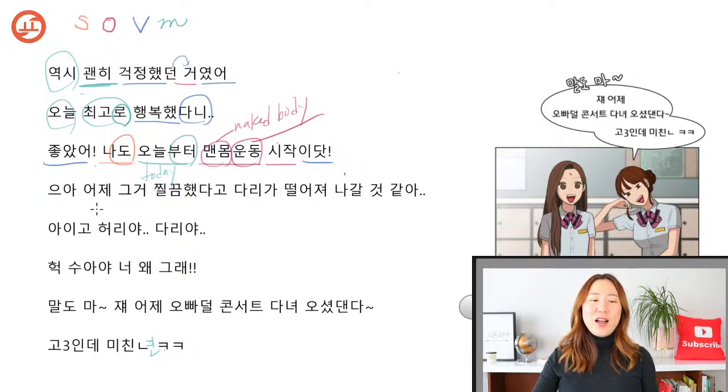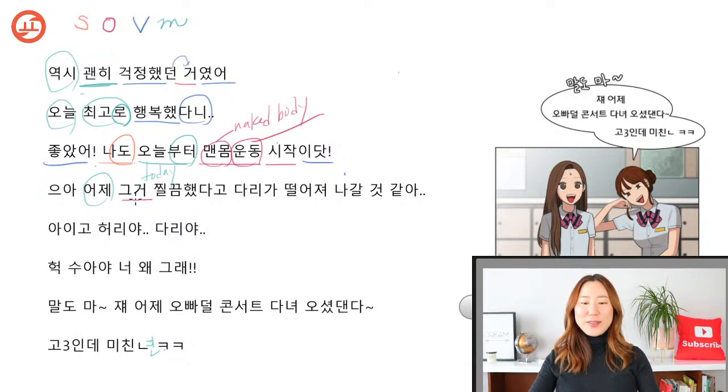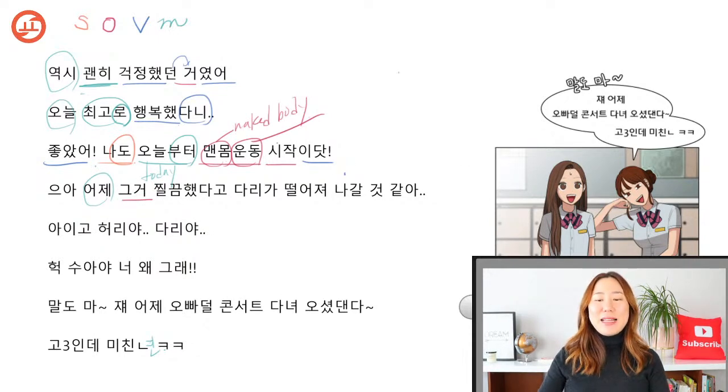Right? 와, 어제 그거 찔끔했다고 다리가 떨어져 나갈 것 같아. 어제 그거. Whatever she was doing, which is the body weight squat, right? 그거 referring to body weight squat. 찔끔하다. 이게 뭔지 알아요? Here, maybe you could have a space here. Okay? 찔끔. This is a little bit. Just a little bit. Tiny bit. Okay? 했다고. I did that. I did the body weight squat a little bit. 다고. And what? 다리가 떨어져 나갈 것 같아.